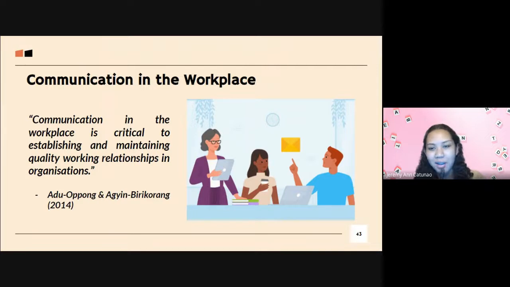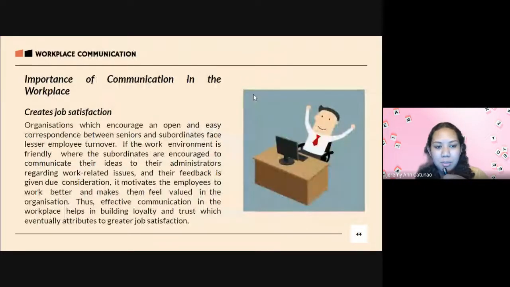Because you're working with these people, how are you going to communicate with them? How are you going to conduct business in your everyday routine? And if you're not vibing with your coworkers, di ba, what would happen? It would be awkward or weird in the office. So yeah, that's why communication is important in workplaces as well.